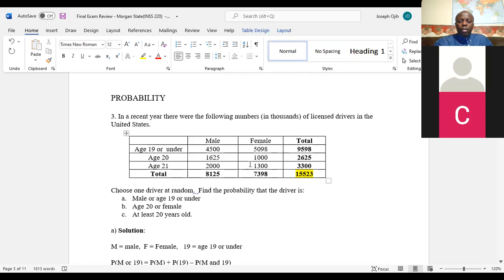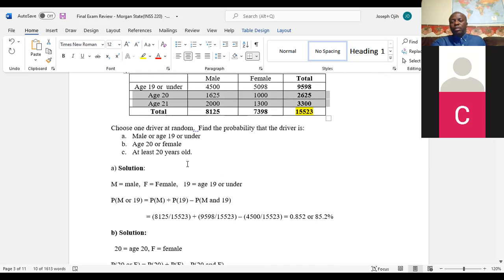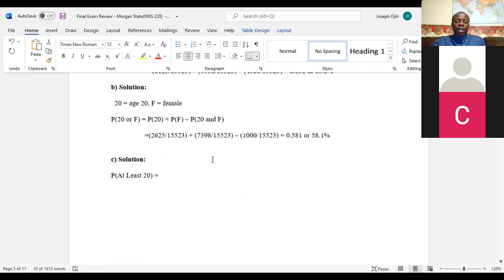Now the good news is that they already have their totals here. We say 20 or more. So the total for 20 is right here, and the total for 21 is here. So that gives you at least 20. That means at least 20 will be the probability of 20 plus the probability of 21.